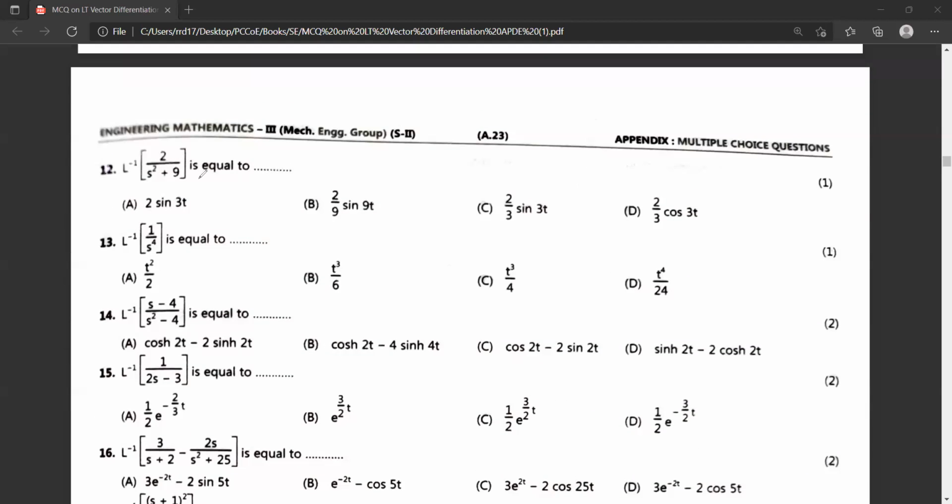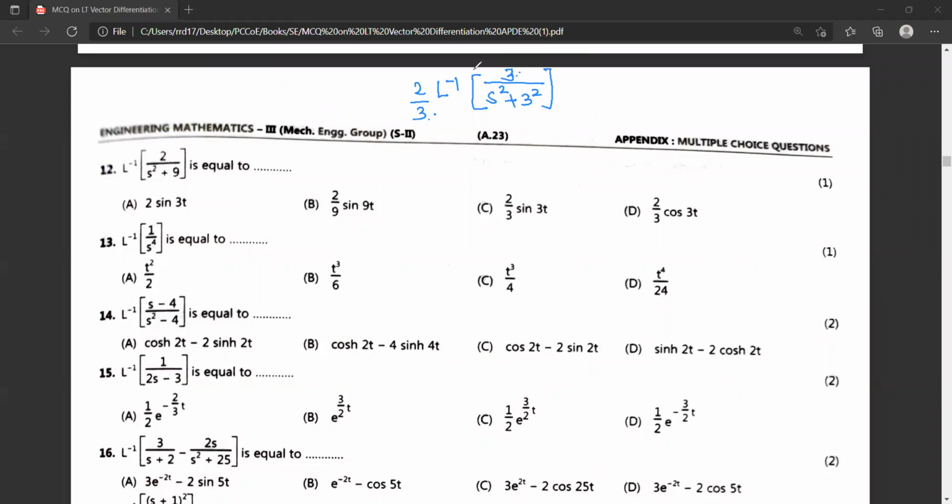Now this one. If you don't know how to solve this, what you're supposed to do is try to convert this into the standard formula. I can take 2 common, and in the bracket there is going to be 1 upon s square plus 3 square. But there is no standard formula of this type. But I know that if I write 3 here, it is going to be a standard formula. So just multiply and divide by 3. I have adjusted this 3 here.